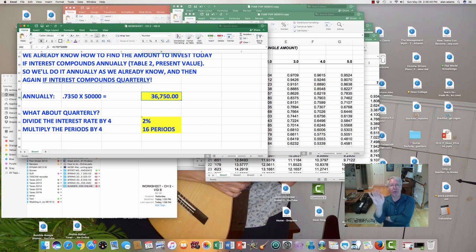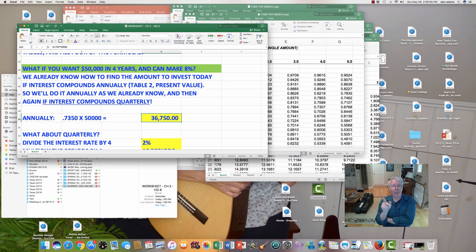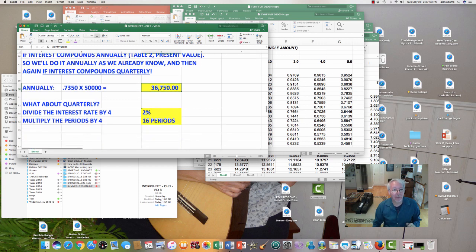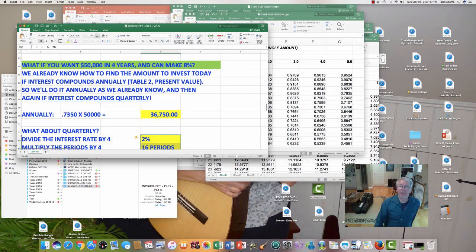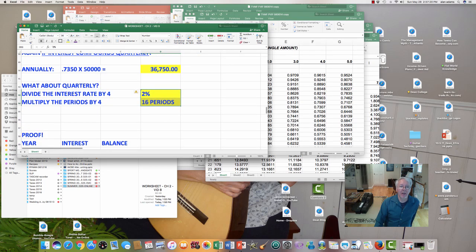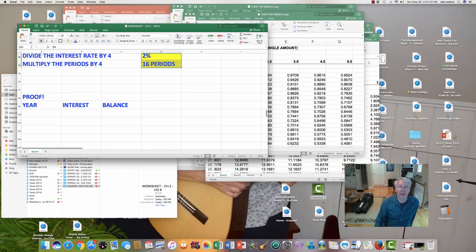All right, the magic number is 4. There are 4 quarters in a year. So you say to yourself, okay, 8%, all right, divide 8% by 4, that's 2%, okay? Then I multiply the number of periods by 4, and 4 times 4 years is 16 periods. So there's the new and improved information I will use, ladies and gentlemen. I'll use the same chart, the present value table, table number 2, but this time, instead of using 8% for 4 years, I'm going to use 2% for 16 periods, okay?